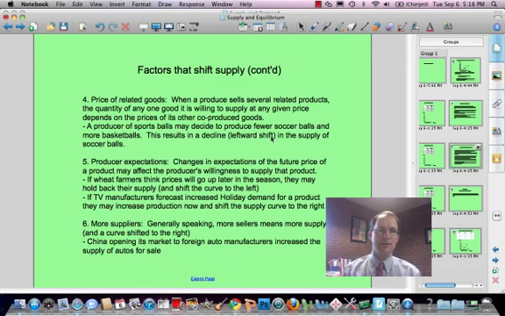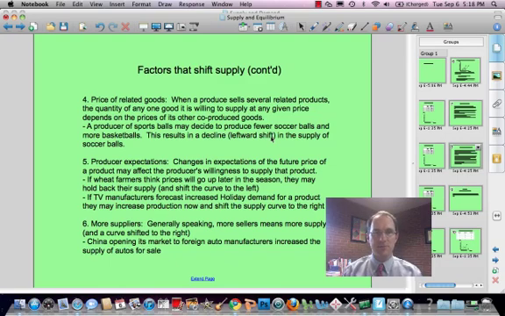We're concerned here less about why they made this decision and more about the fact that they made the decision. So if they're producing fewer soccer balls because they think they can make more money on another ball, well, fine. Then they're going to decrease the number of soccer balls, shifting that curve to the left. And it's that shift that we're concerned with.